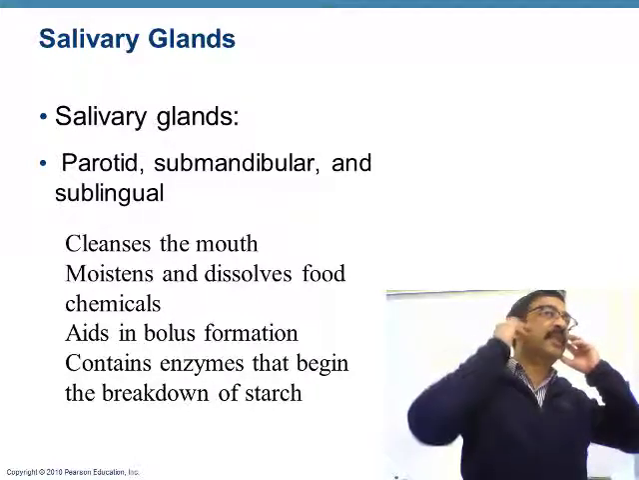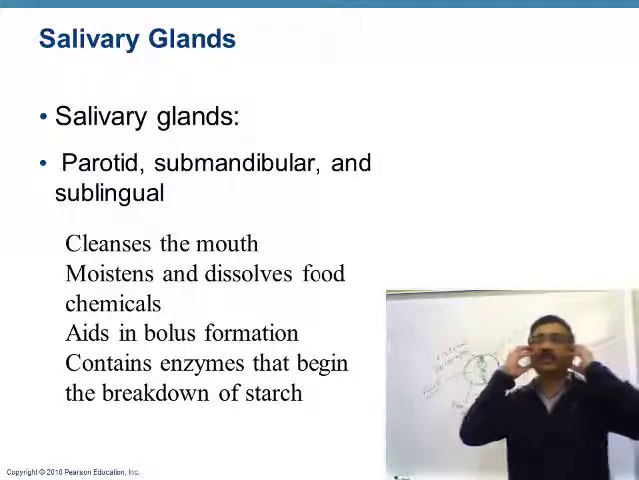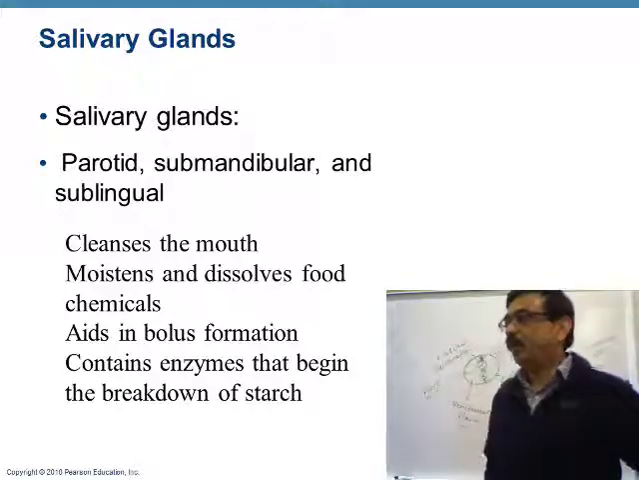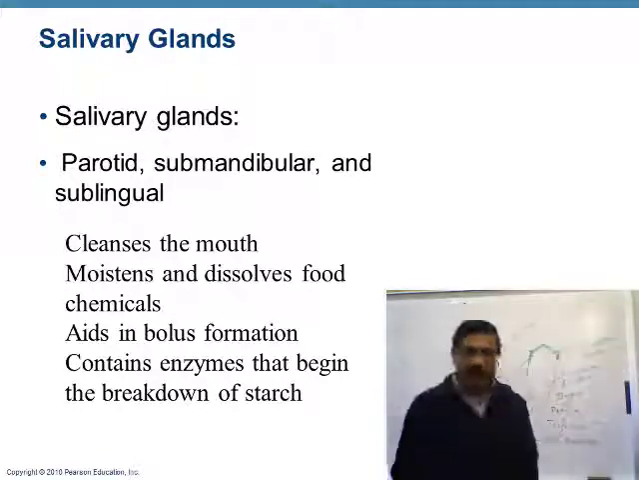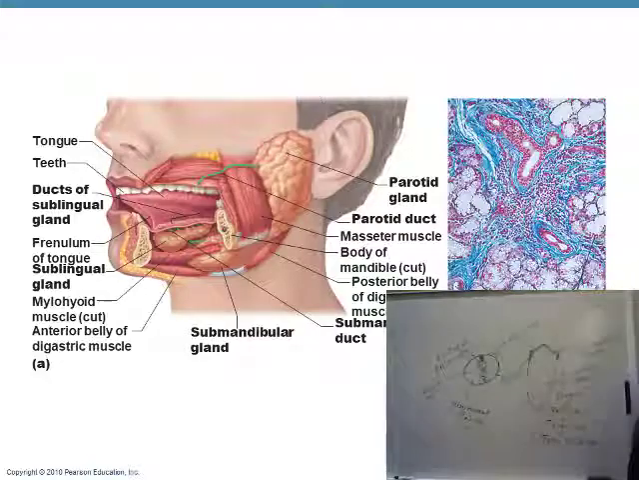Front, anterior and inferior of your ear. So, front of the ear but slightly lower. And submandibular, it is telling you its location, right? Sub means under the mandible. Sublingual means under the tongue. So, those are the salivary glands.